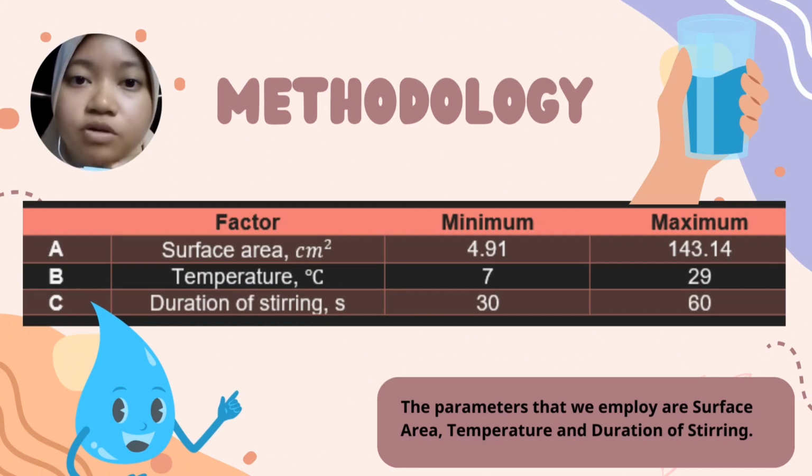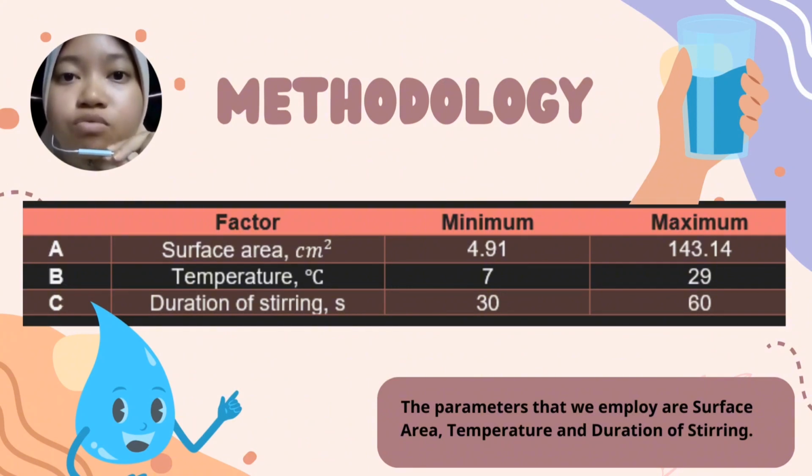The methodology encompasses factors denoted as A, B and C, each with specific minimum and maximum values. Factor A relates to the surface area, measured in square centimeters, ranging from a minimum of 4.91 square centimeters to a maximum of 143.14 square centimeters. Factor B involves the surrounding temperature in degrees Celsius, with a minimum value of 7 degrees Celsius and a maximum of 29 degrees Celsius. Additionally, Factor C represents the duration of stirring in seconds, ranging from 7 seconds to 60 seconds.